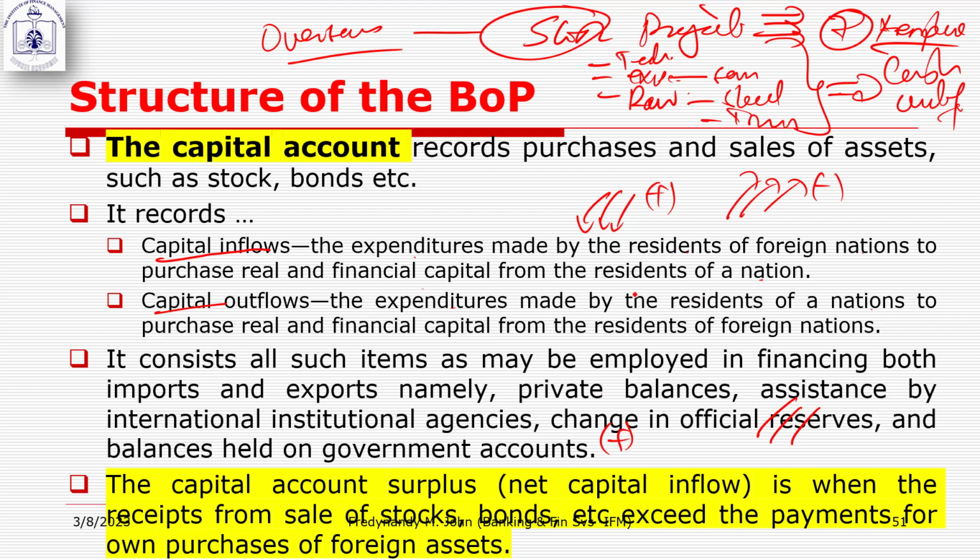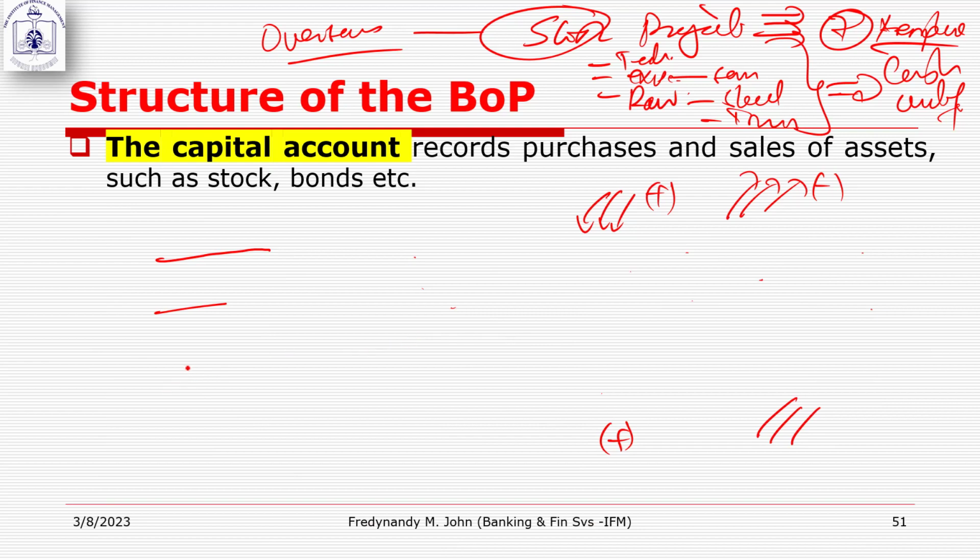That is what we call net capital inflow. For example, let's say bonds and any other financial assets. Let me put it this way. Financial assets that were purchased by the Tanzanians are worth 200 million. And financial assets that individuals from other countries have purchased from Tanzania are worth 150 million.